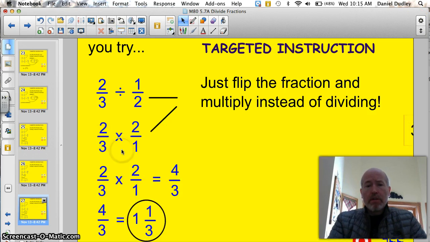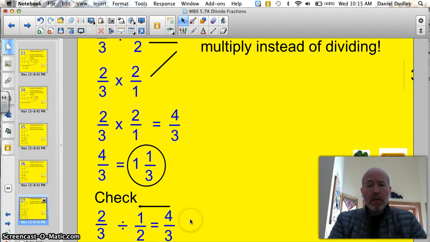Okay, here's 2/3. I flipped it and multiplied it times 2/1. So 2 times 2 is 4. 3 times 1 is 3. So 4/3 is really equal to 1 1/3. That kind of makes sense. 2/3 divided by 1/2, it's going to go in there at least once. But let's just double check it to make sure.